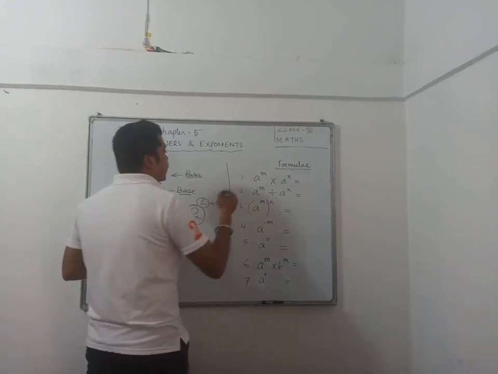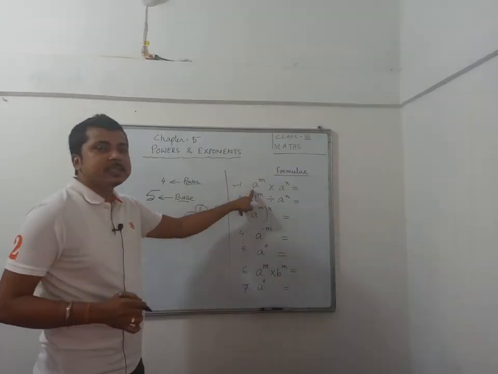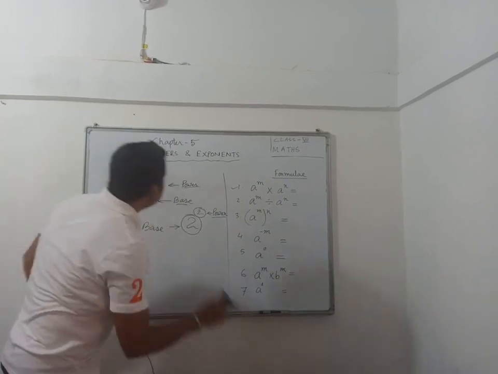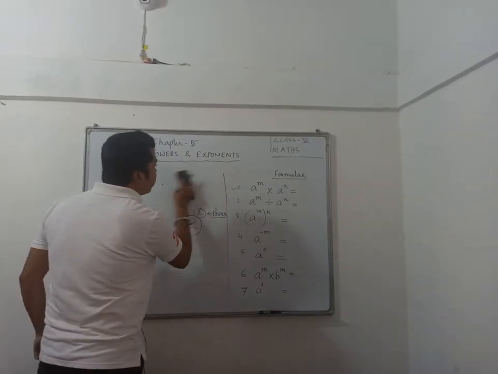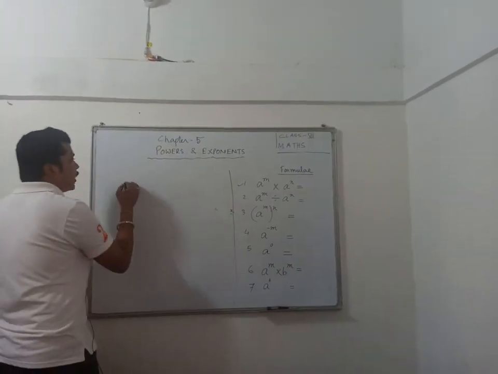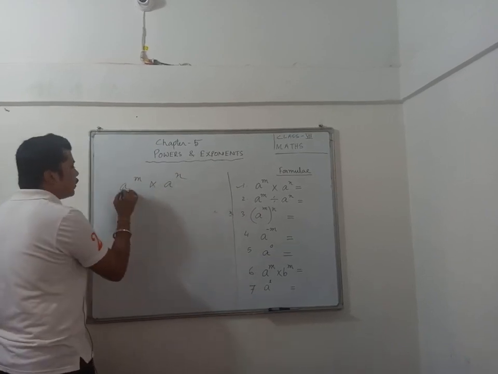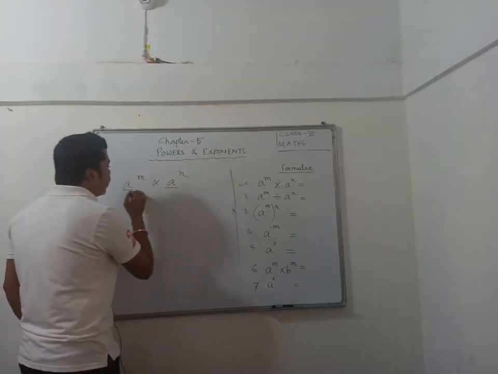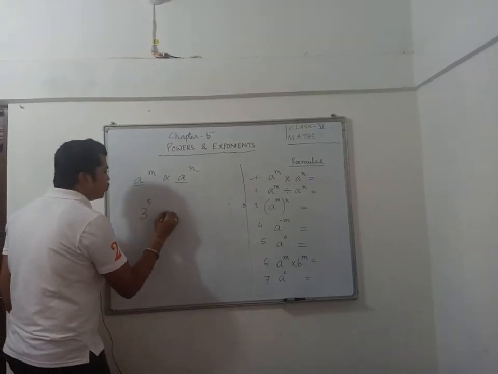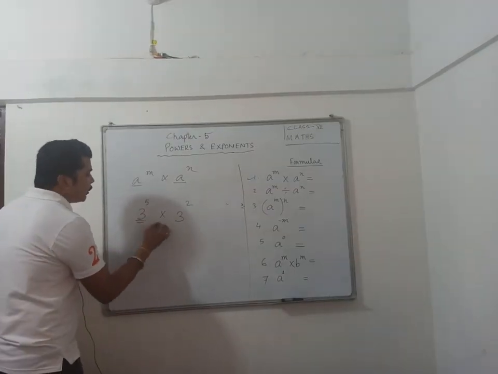Rule number 1. A to the power m. Here A signifies base. Suppose A to the power m into A to the power n. Here A means, I said, base. Now you see, both the bases are same. That means if I write 3 to the power 5 into 3 to the power 2, now here you see both the bases are same.